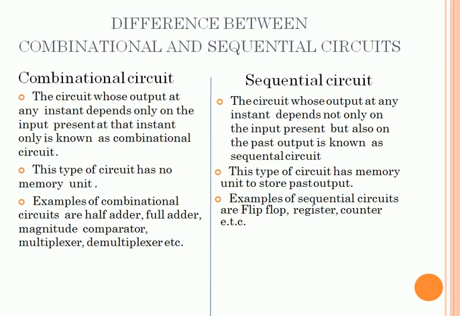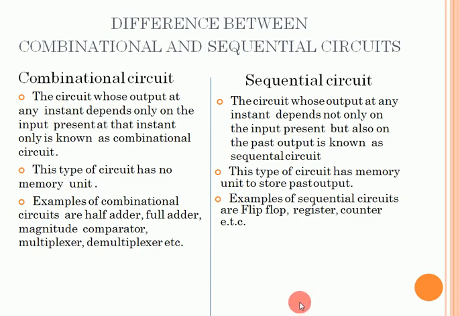Now, for the difference between the combinational and sequential circuits, we are going to discuss a few points here. In the combinational circuit, the output at any instant depends only on the input present at that instant. On the other hand, sequential circuits are the circuits whose output at any instant depends upon the input at that present time, but also on the past output.